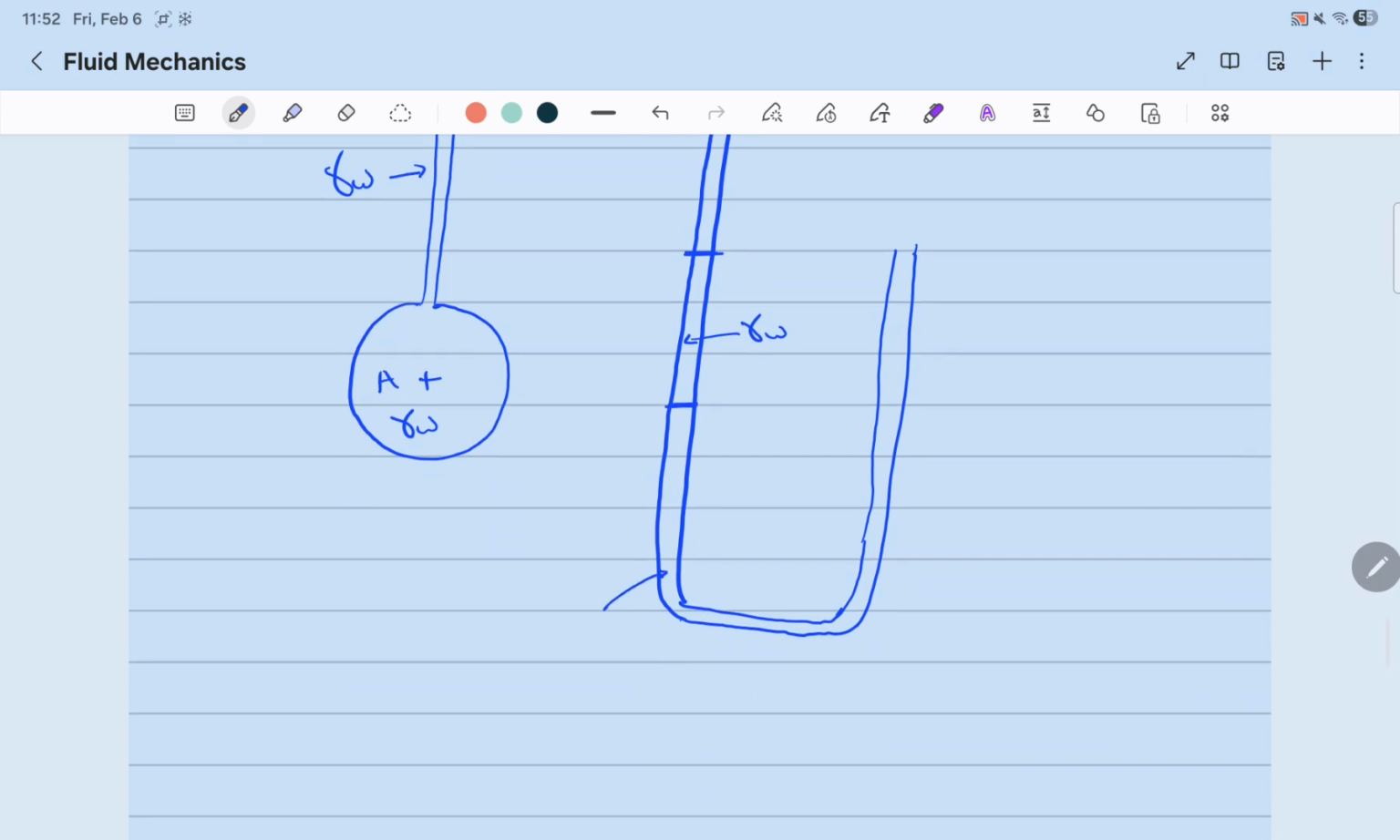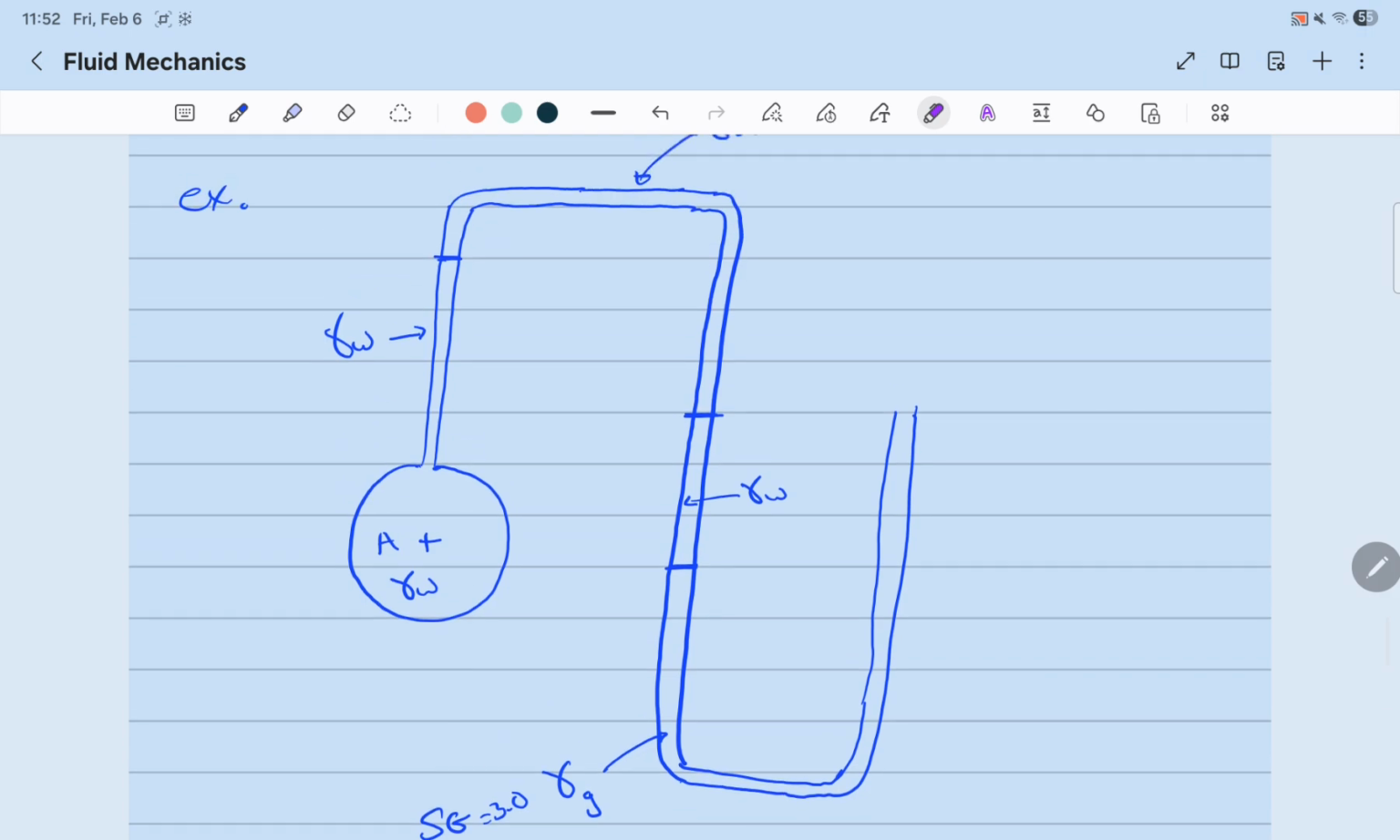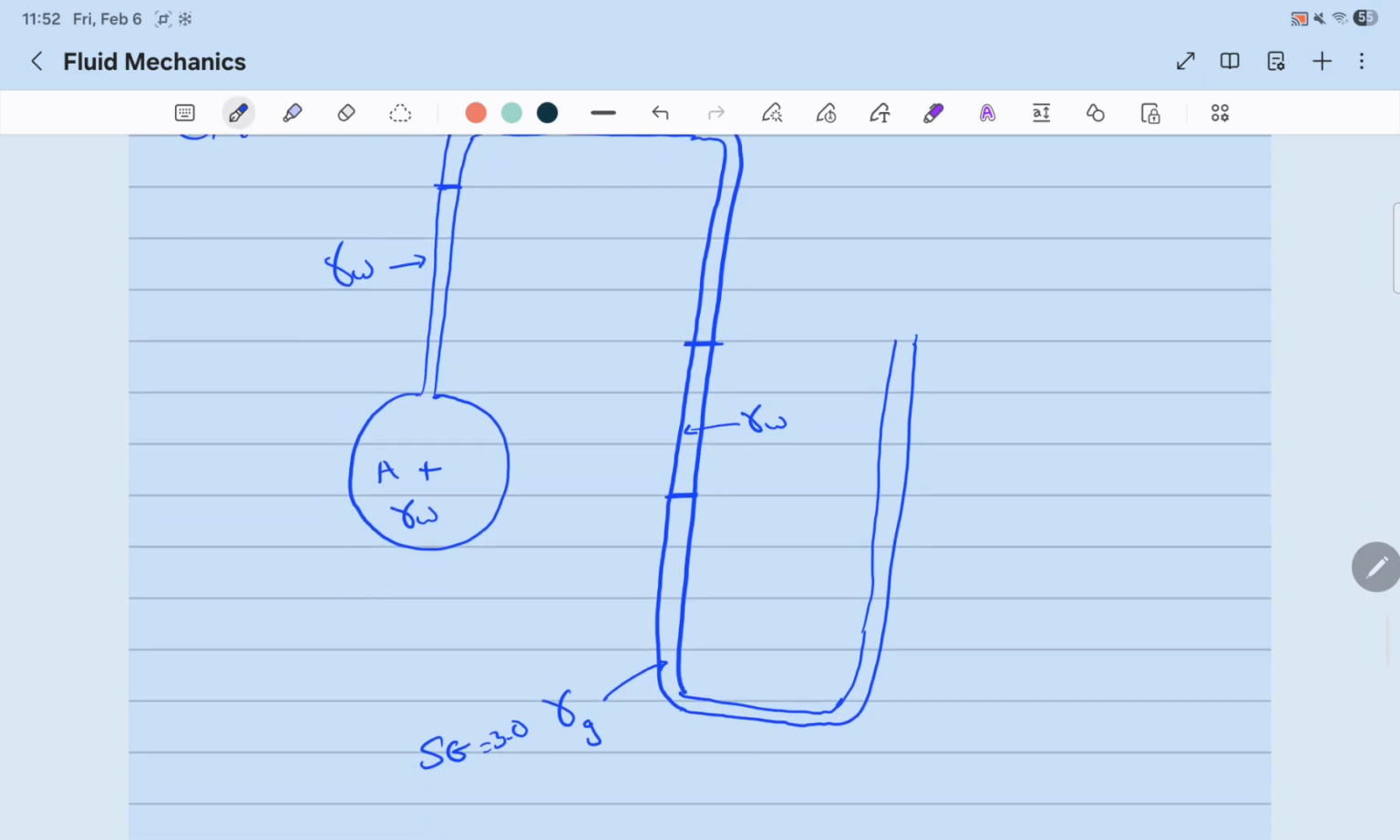And this is an unknown fluid that has a specific weight of G. The specific gravity is given to be 3.0, so you'll use this to find the specific weight of that unknown liquid. Anyway, the unknown liquid goes up until it reaches here, from which point it's open to atmospheric pressure.